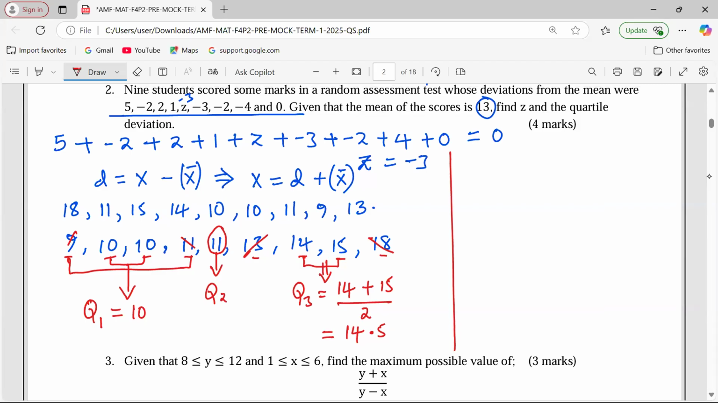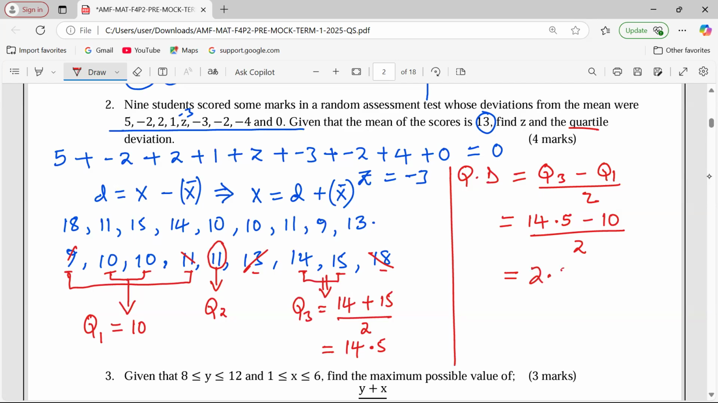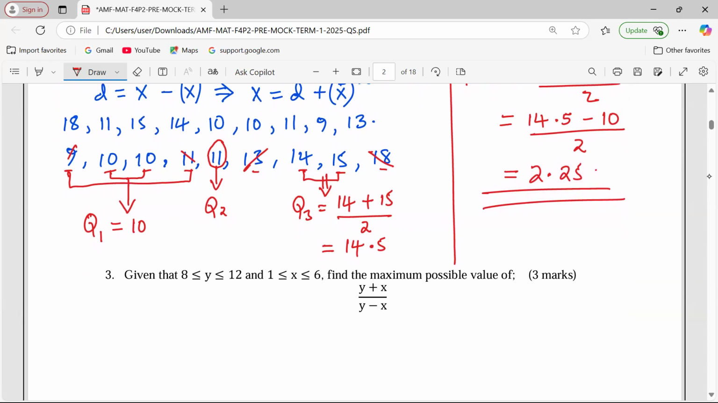After that, we proceed to calculate what we usually call the quartile deviation. So quartile deviation is given by Q3 minus Q1 divided by 2. Q3, 14.5 minus 10. Then we divide this by 2. When we divide this by 2, we shall get exactly 2.25. So that is what we call the quartile deviation.